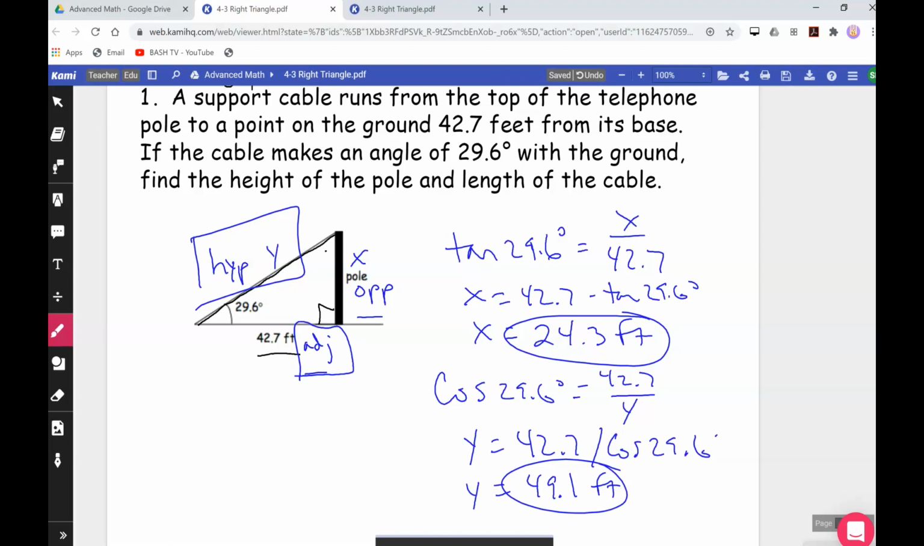All right, so if they give you a picture like that, the information's already there. It's about labeling and solving the same thing as what we've already done in class with SOHCAHTOA problems.